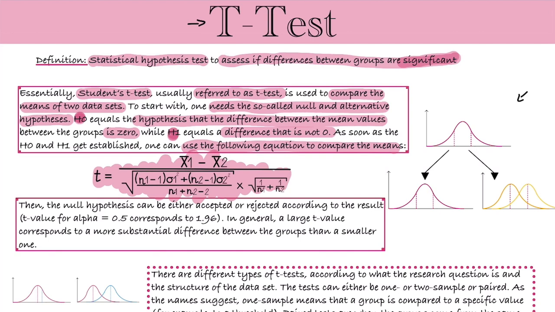So you have two mean values and you want to determine if those mean values are different enough to say that those are actually two subgroups. Now, according to the t-value, you can either accept or reject the null hypothesis. In general, if you have a large t-value, this usually corresponds to a more substantial difference between the groups than a smaller one.